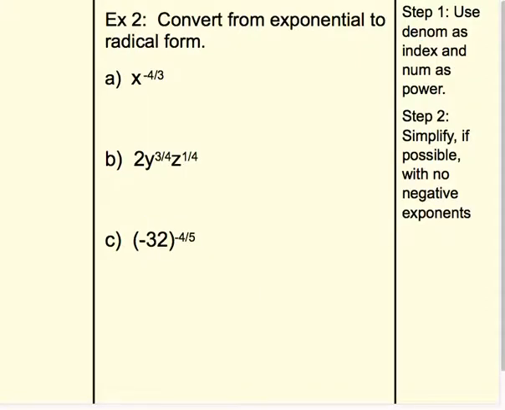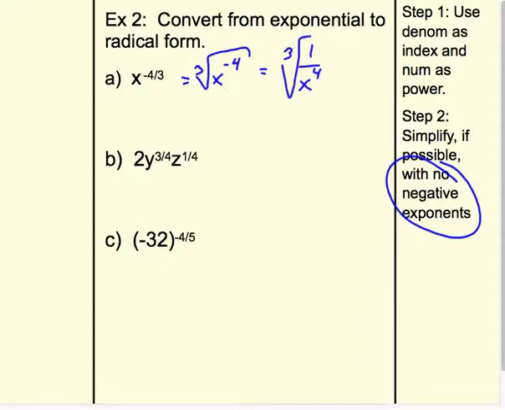Now we're going to look at converting the other way from exponential to radical form. So again, the numerator is the power, the denominator is the root. So this becomes x to the -4th power, and it's under a cube root. Now when we simplify with no negative exponents, so I'm going to flip this as 1 over x to the 4th power, still under a cube root.